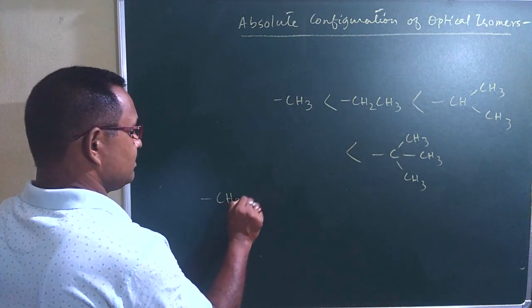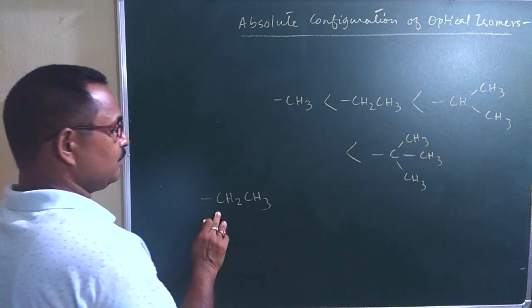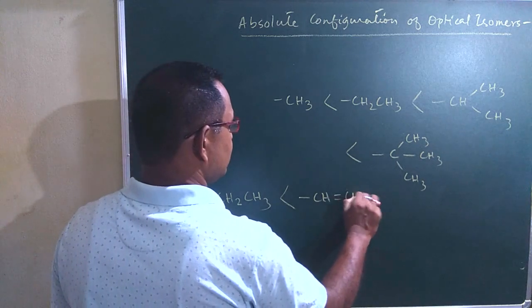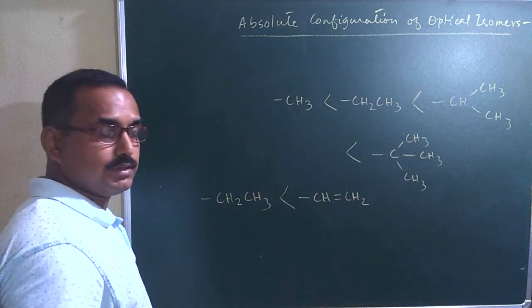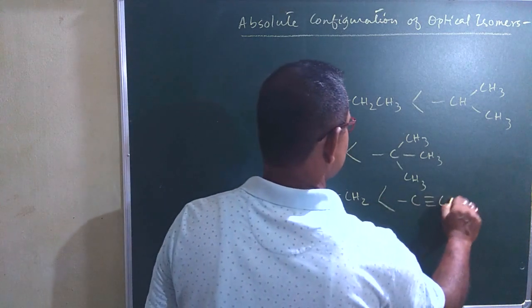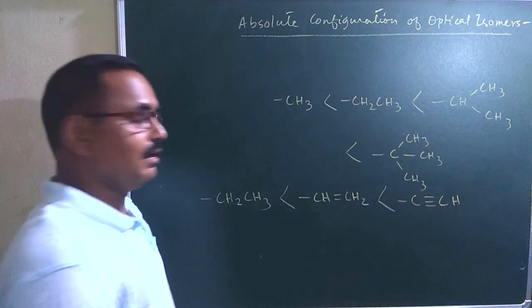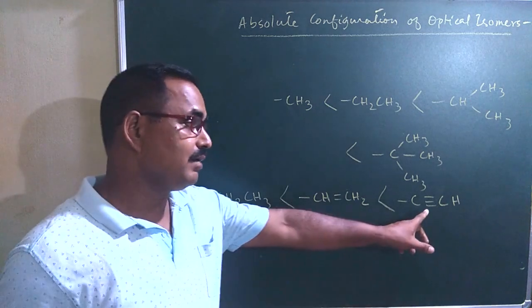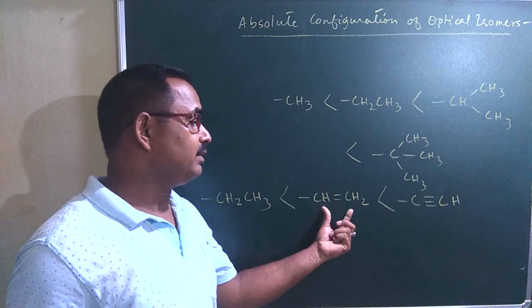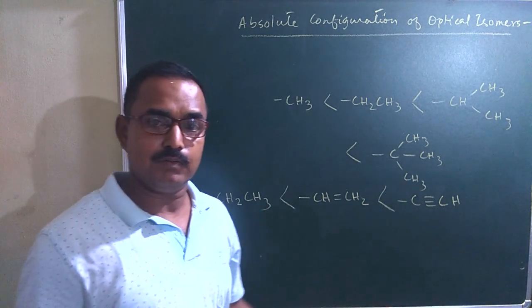Again, say this is ethyl group. Compared to the ethyl group, this group will have higher priority. Again, this will have again higher priority. Compared to the ethyl group, this group has higher priority, and compared to this, that one again has higher priority.